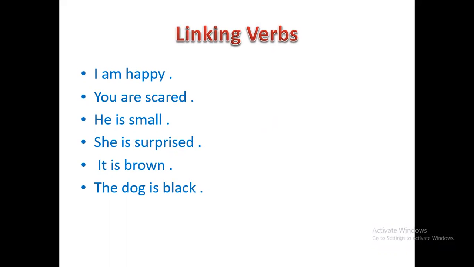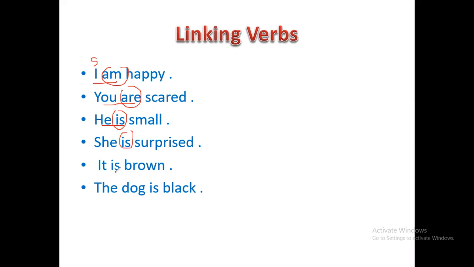I am happy. Where is the linking verb? Am is the linking verb. You are scared. Are is the linking verb. He is small. Is is the linking verb. And I want you to concentrate on the subject and the linking verb. I am. You are. He is. I, subject; am, linking verb. You, subject; are, linking verb. He is the subject, is is the linking verb. She is the subject, is is the linking verb.